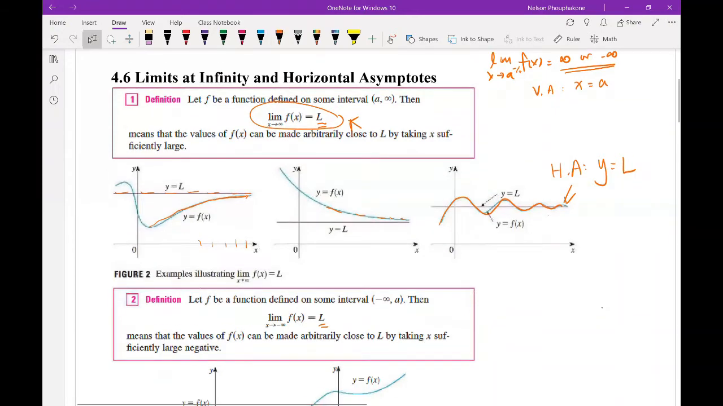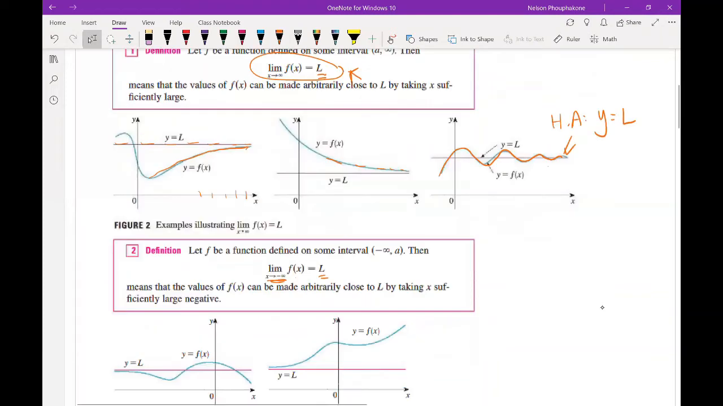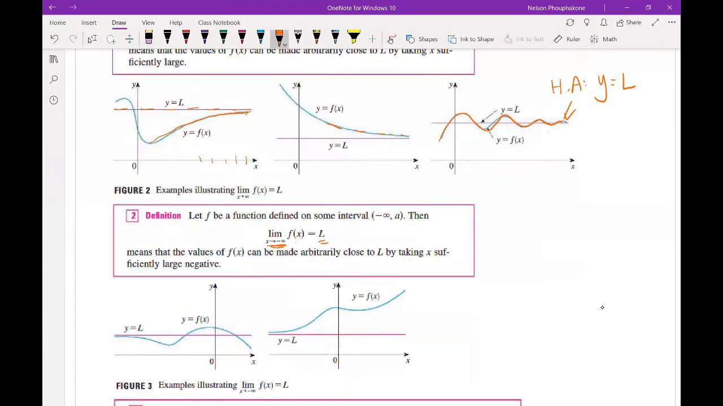Of course, we could also have the limit as x approaches negative infinity of f of x equal to L. Then in this case, you will see that as x gets bigger and bigger in the negative side, the function is getting closer and closer to this horizontal line right here. Then we will have, again, a horizontal asymptote.